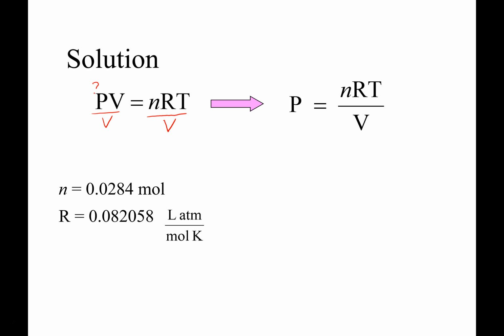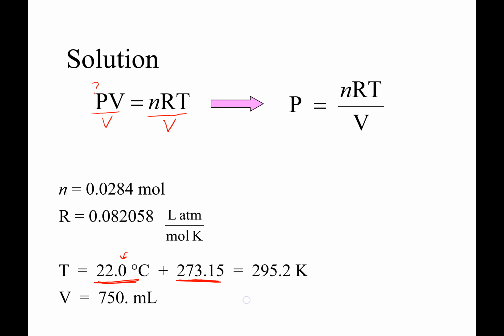We said that the number of moles is 0.0284 moles. R, of course, is the ideal gas law constant, 0.082058, and the units of R are liters atmospheres per mole Kelvin. Now the temperature was given in degrees Celsius, and we covered this before. If you want Kelvin from degrees Celsius, you have to add 273.15. So 22.0 plus 273.15 is 295.15, and rounding to 1 decimal, you get 295.2 Kelvin.